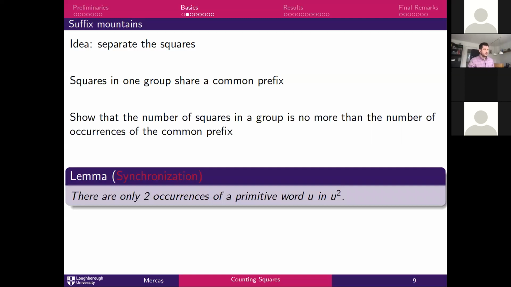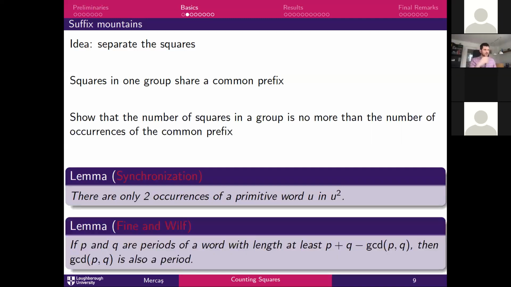And in our approach, we used only two results, namely the synchronization lemma, which says that if you have a primitive word u and you're considering it squared, then within it you will only find two occurrences of u, namely as a prefix or as a suffix. And the second one is the well-known Fine and Wilf periodicity lemma, which says that if you have periods p and q and a long enough section, then you will also have the GCD of the two. I will not insist on these as they're probably both well-known.